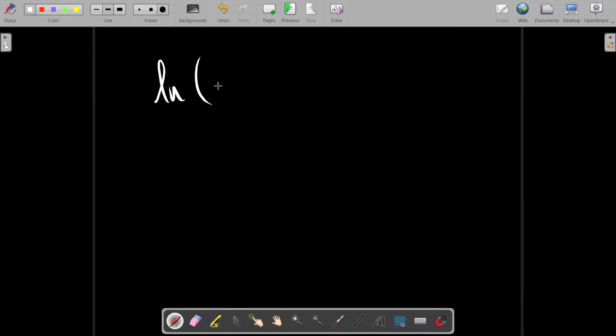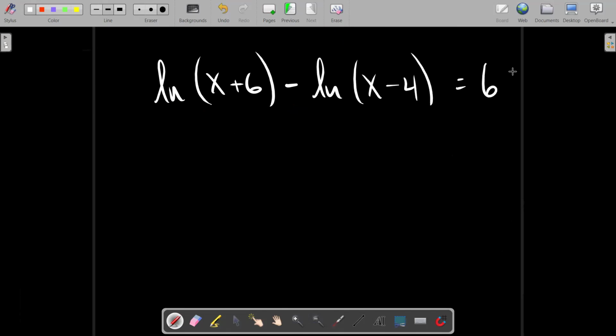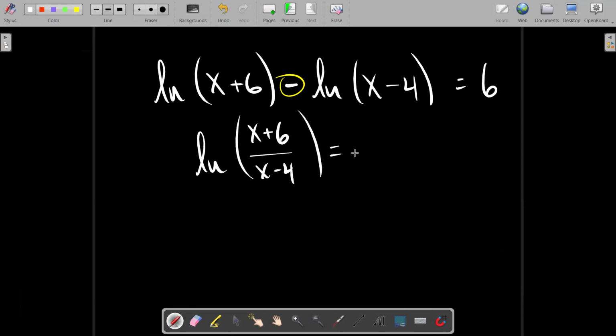Natural log of x plus 6 minus the natural log of x minus 4 equals 6. Let us condense. It's going to be division because of the minus sign. Good job. So we get a single natural log whose argument is the arguments of his predecessors in order. X plus 6 goes on top, x minus 4 goes on bottom. Next step.